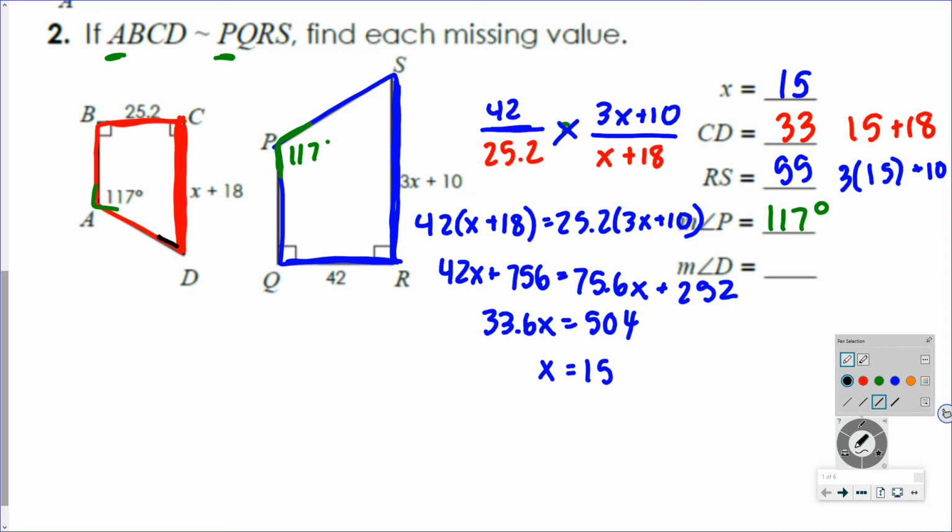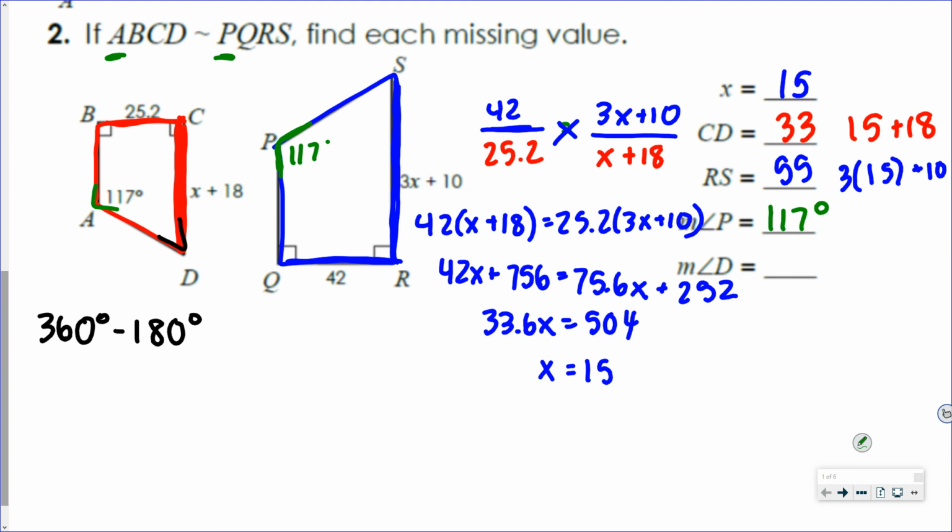Matthew? 360 minus 180 minus 160. All quadrilaterals, the interior angles add up to 360. Minus 180 from these ones. Minus 117. What'd you get as an answer?